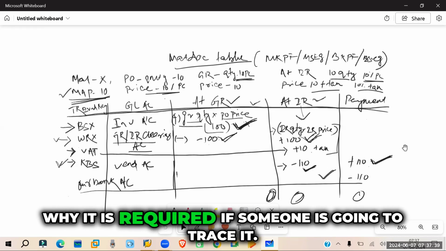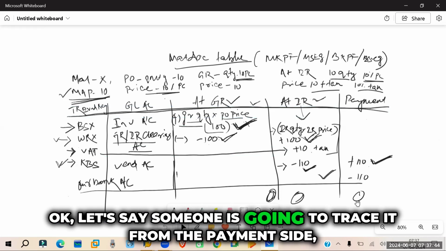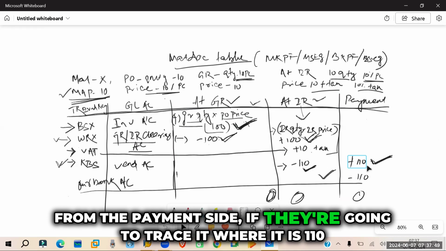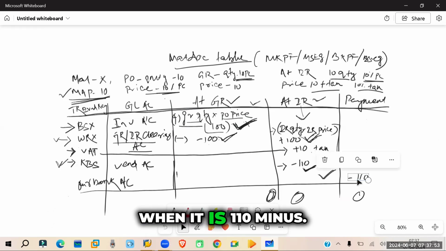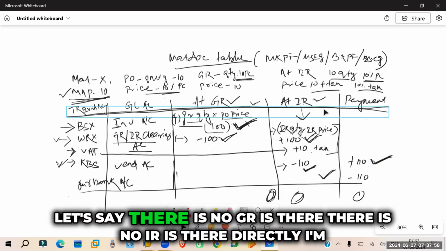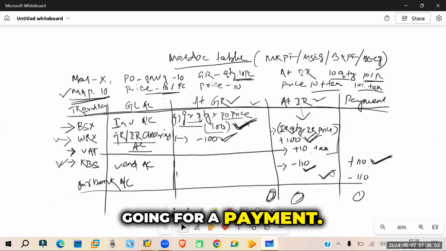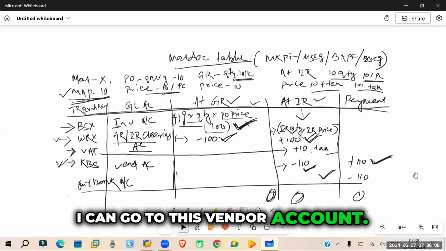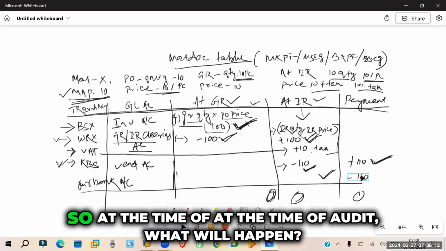And why is it required? Let's say someone is going to trace it from the payment side, where it is 110 positive and when it is 110 minus. Let's say there is no GR, there is no IR, and I'm directly going for a payment. Directly I can go to this vendor account, I can pay them, and so I have paid this vendor.